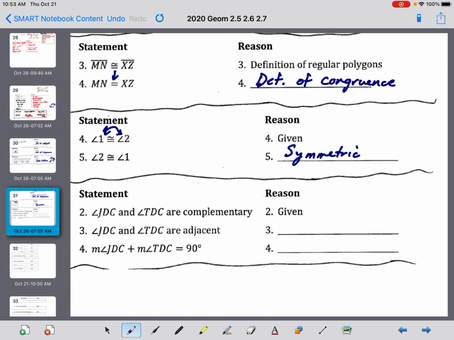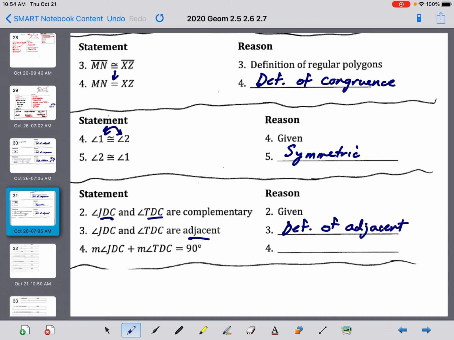And the last one here on page 68 starts out with a pair of complementary angles. The one thing to notice is that the complementary angles share side DC. They share the vertex and one point on the ray to C. So saying that they're adjacent, you're just satisfying the definition of adjacent.